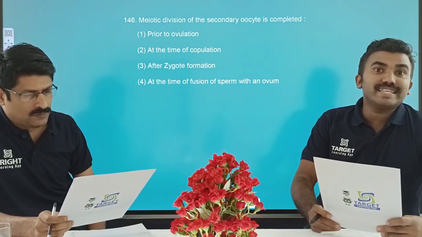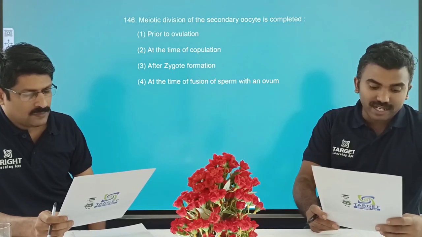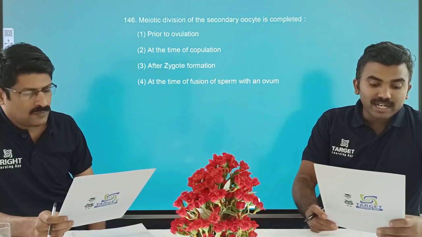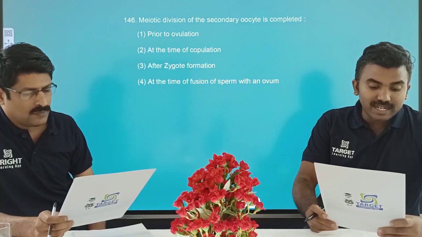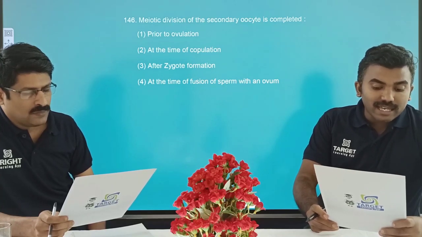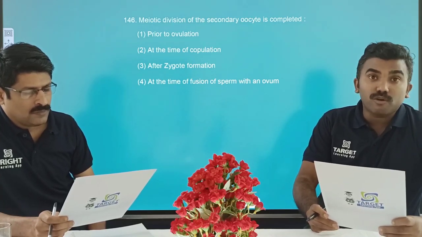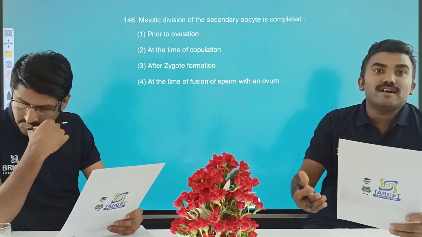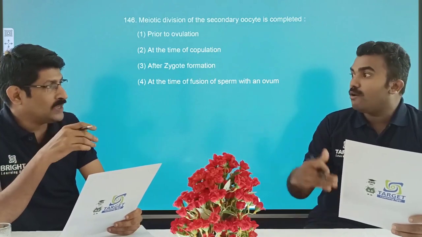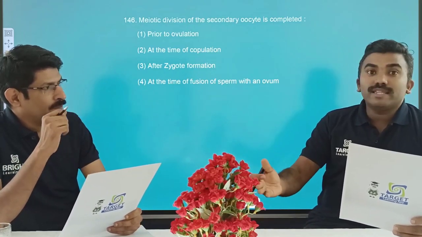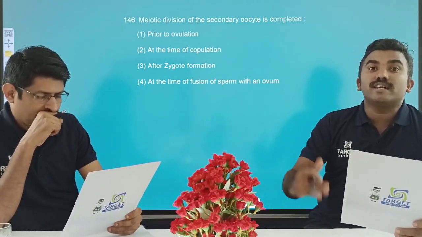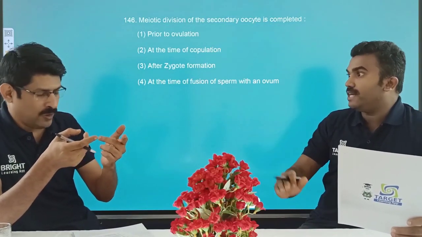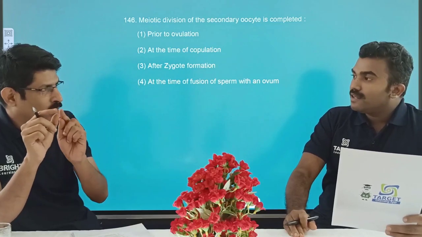Under the maturation phase, the second meiotic division, as it is mentioned here, meiotic division of secondary oocyte. Secondary oocyte undergoes meiotic division, which is completed at the time of fusion of a sperm with an ovum. We know that it's an incomplete stage after ovulation. Then when a sperm enters this secondary oocyte, it is attached to the zona pellucida. It undergoes the second meiotic division, and that produces a small polar body.